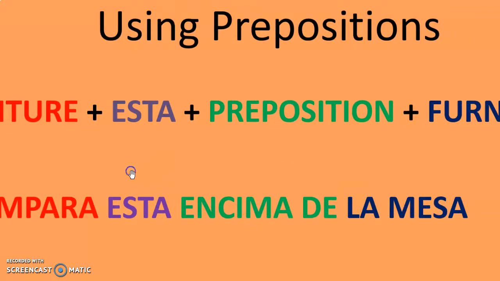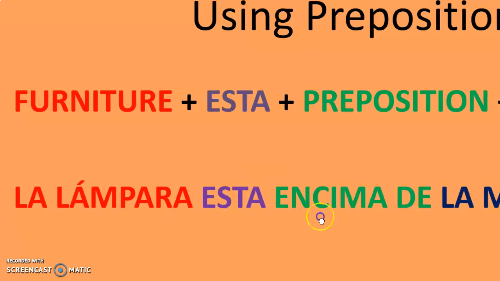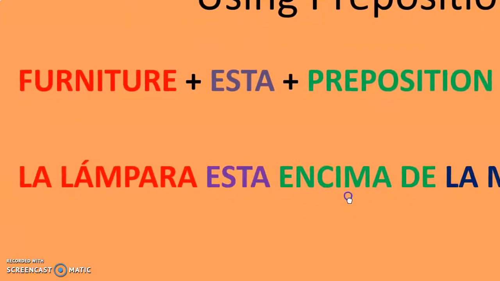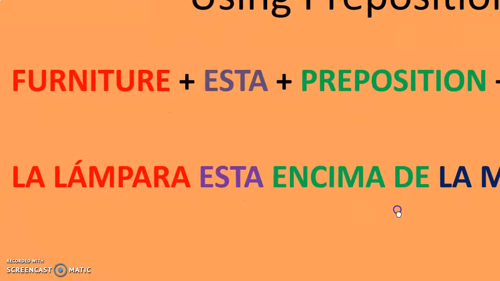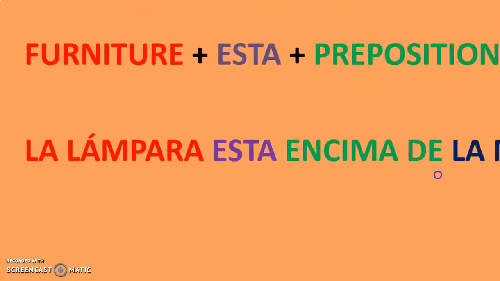So this is your little kind of mathematical formula. So you got la lámpara está. Remember, there's an accent on that A, it's just missing. La lámpara está encima de la mesa. The lamp is on top of the table. Okay. So it's the piece of furniture, está, and your preposition, so it can be encima de, al lado de, a la derecha de, a la izquierda de, all those. So that's your little formula for using your things, okay?